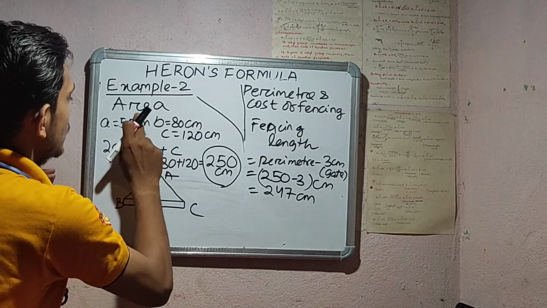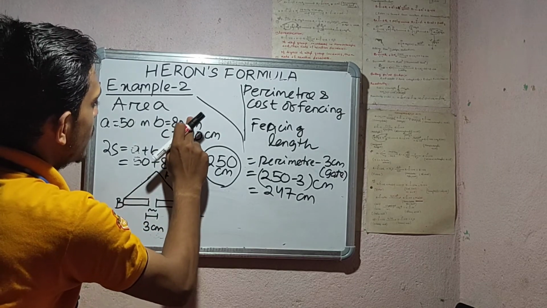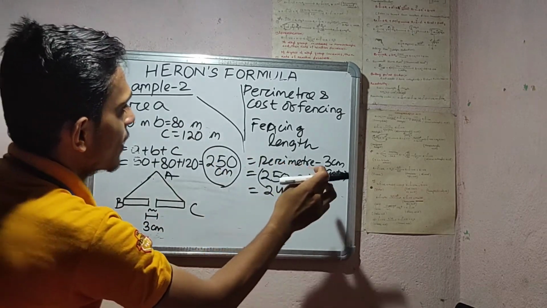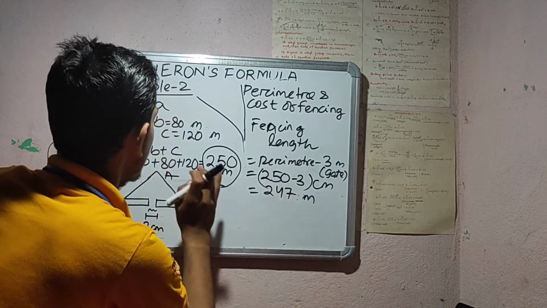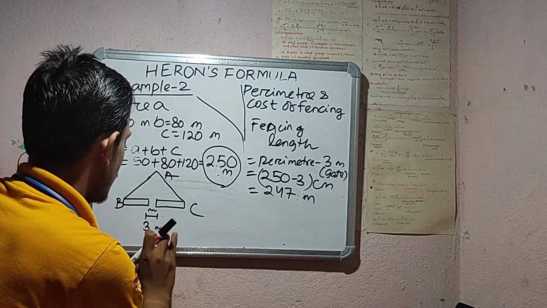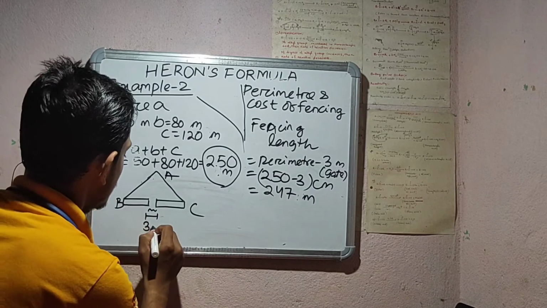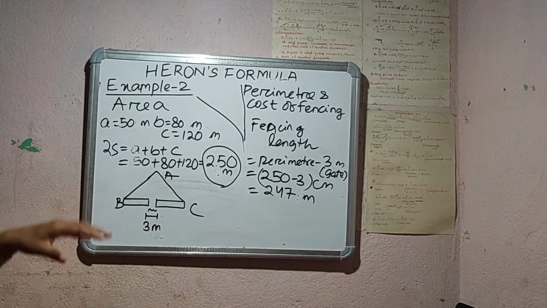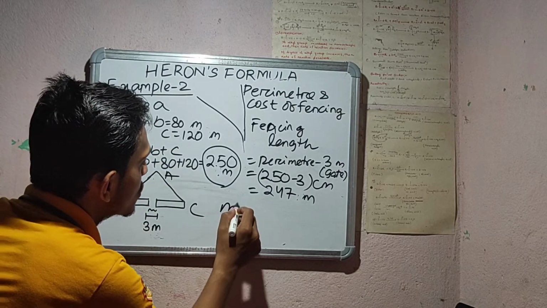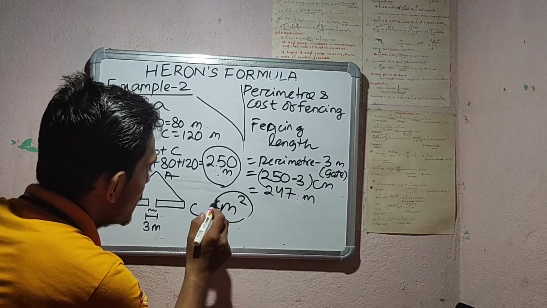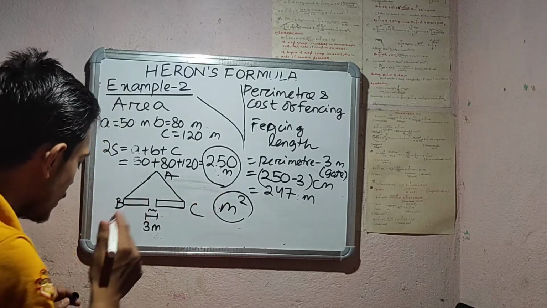Sorry friends, the length is in meter. So you have to change it into meter. Okay, it is in meter. In the area formula also, you simply add meter square. In place of centimeter square, you only add meter square.